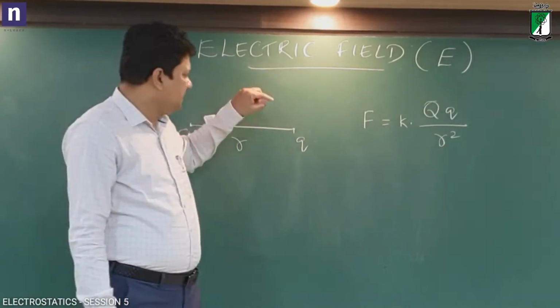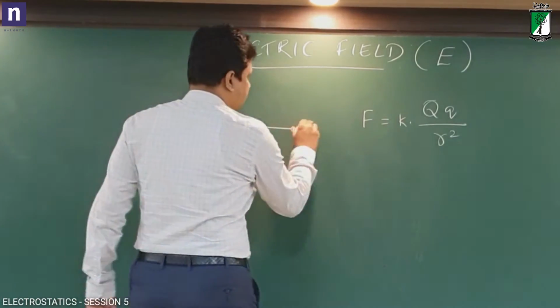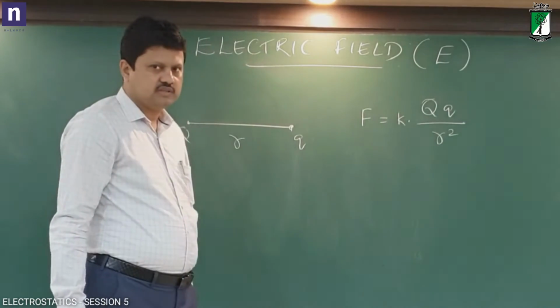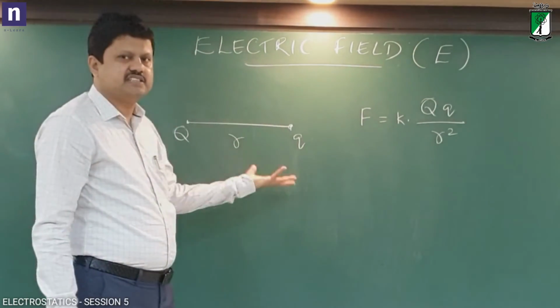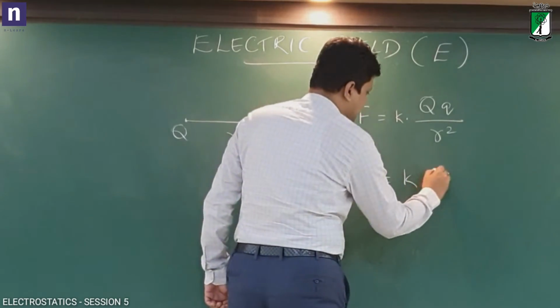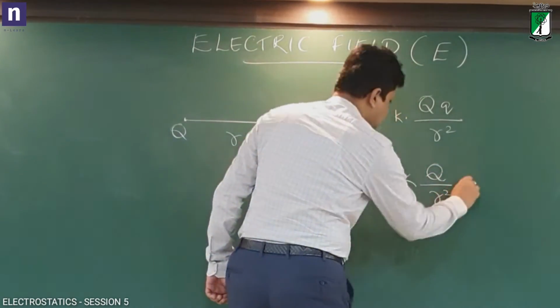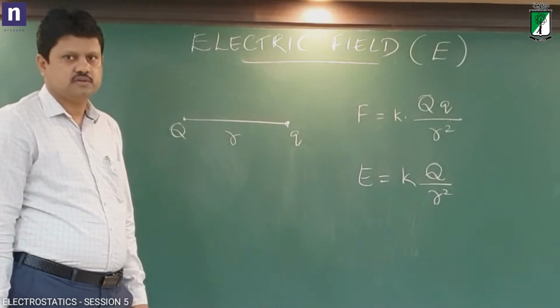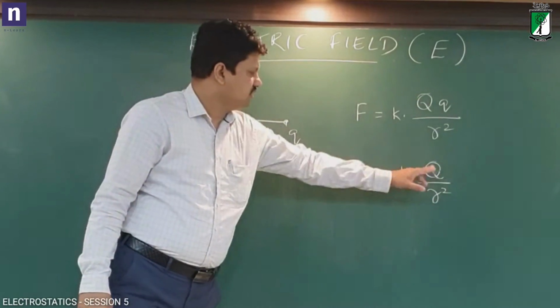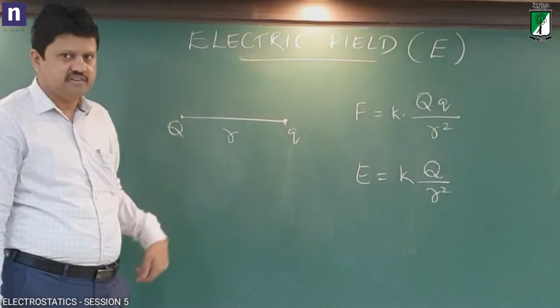Now if I place this small q here, the force is so much. If I don't place this small q, then what is left out is the electric field, and that electric field is given by this much. So there is no small q. Without that, what is left out is the electric field here.